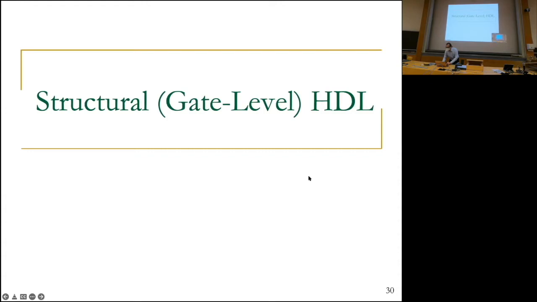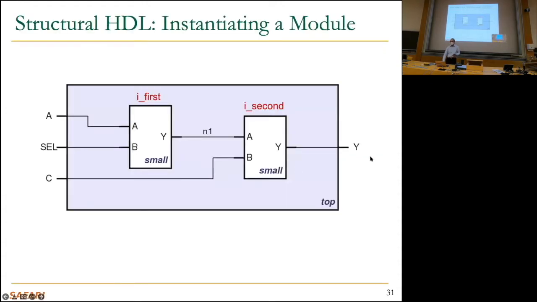So let's talk about structural or gate level HDL. So this is one example. I didn't define the module over here, but let's take a look at how we instantiate modules. So assume that this is the top level module that we want. And it consists of two small modules that are identical, A, B, Y, and they're both small, as you can see. And they're interconnected like this to the inputs and to each other.